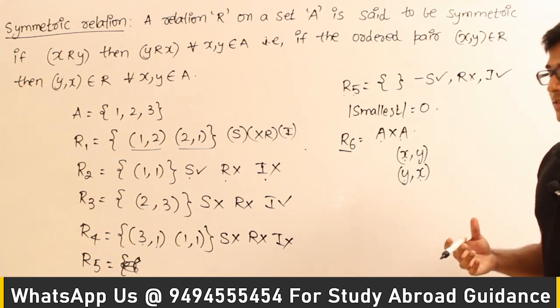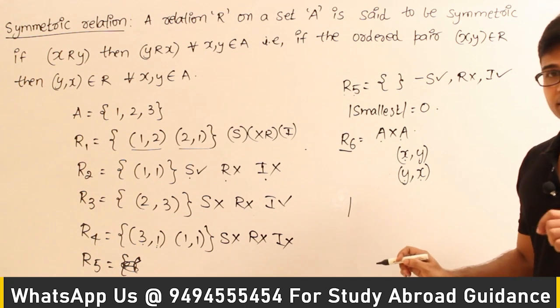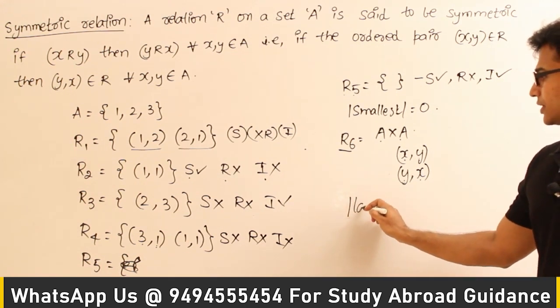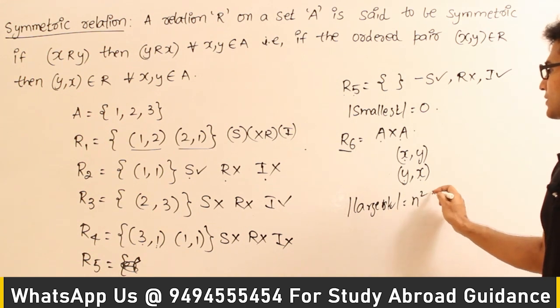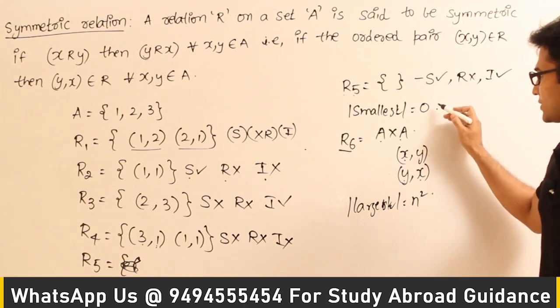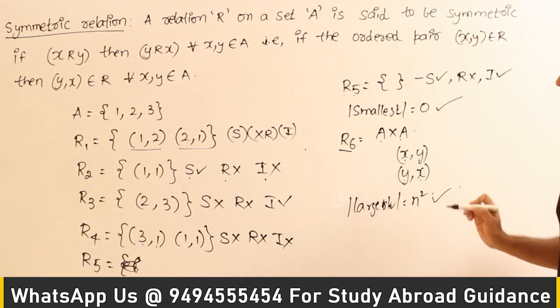Therefore, the largest symmetric relation possible is going to contain n square elements. Cardinality is n square. Got it? The smallest is containing 0 and the largest is containing n square.